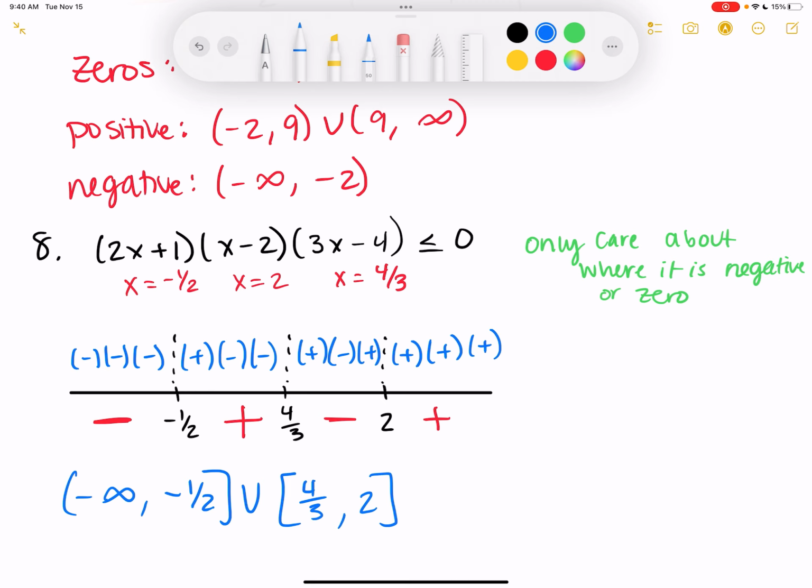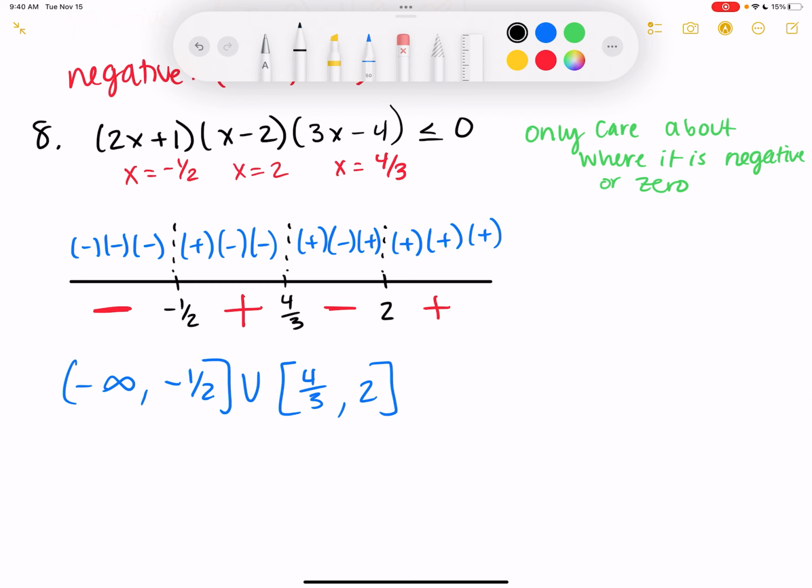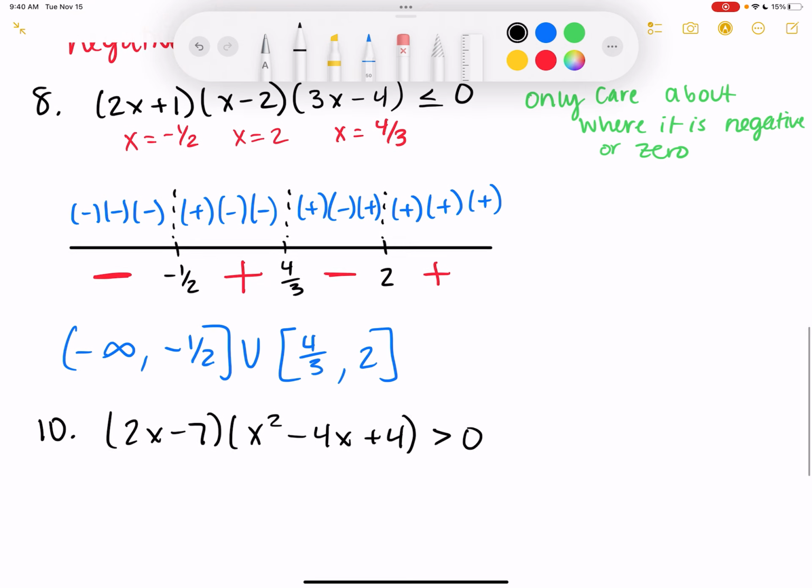Alright, I'm going to let you guys try the next one on your own. It's 2x minus 7 times x squared minus 4x plus 4 is greater than 0. So, notice this one. It's not all the way factored, so you need to do that first, and then you need to pay attention to what values you need with it being a greater than.